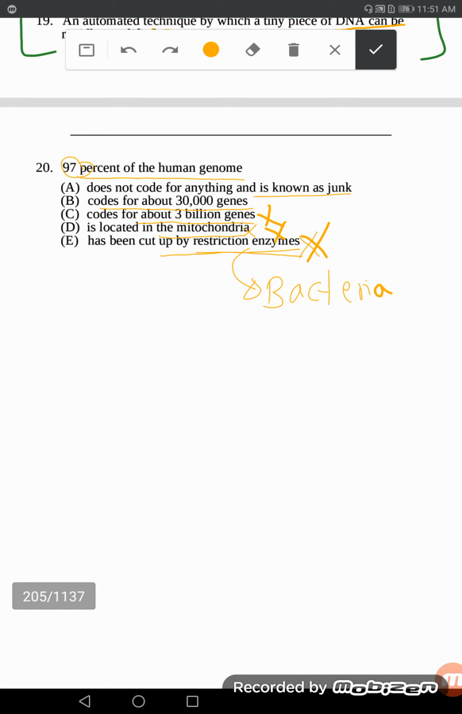It codes for about 30,000 genes: this is not true. You just have to know that the remaining 3% of the human genome codes for nearly 30,000 genes. Some sources say 22,000 genes. But 97% of the human genome does not code for anything, and it's known as junk. This is the answer for the question. In another way, we can say 97% of the human genome is regarded as introns, which are not coding and are known as junk. So this is the last question for molecular genetics.